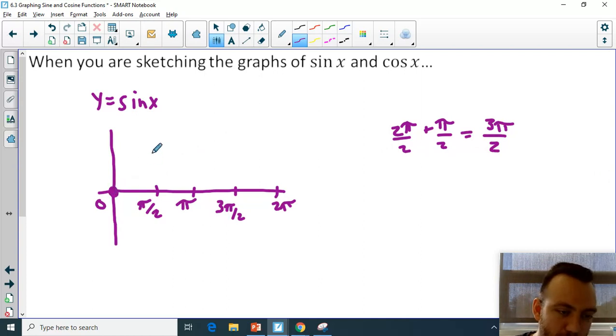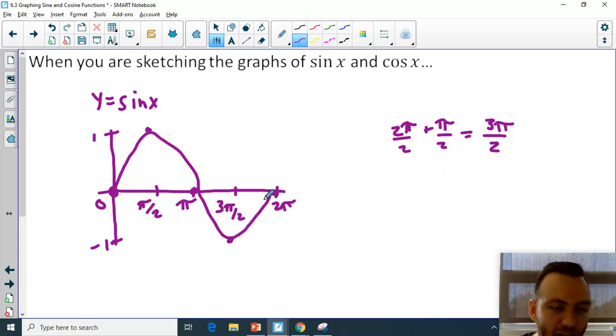We start at 0 here, and then remember our max was 1 and our minimum was -1. So our max is going to be 1, and then we come back down, and then we go down to our minimum, and then back up to 0. It's kind of a horrible graph, but you guys just saw the pattern of it, right?